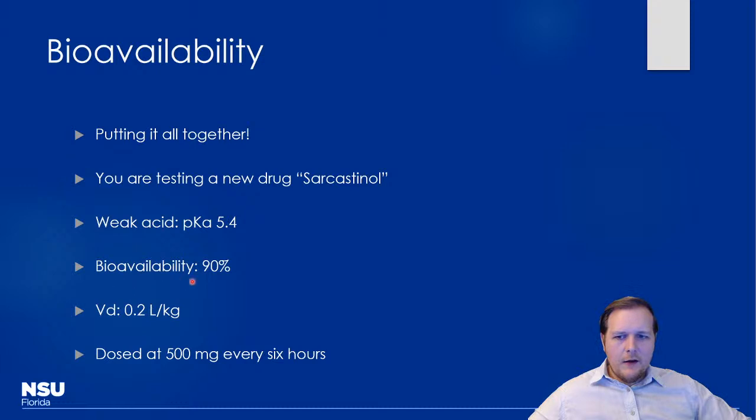And then looking at this, the bioavailability is only about 90%. So for every 10 milligrams I put in there, only 9 are going to get through. So you basically have a 10% liver tax there. And it has a volume of distribution of 0.2 liters per kilogram, right? So 0.2 liters per kilogram is less than 1. So I know this is a low volume of distribution drug, and it's likely going to want to stay in the central circulation as opposed to out in the tissues, right? And then we're dosing at 500 milligrams every 6 hours.